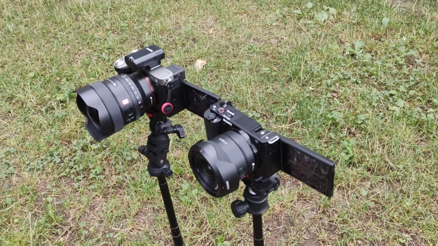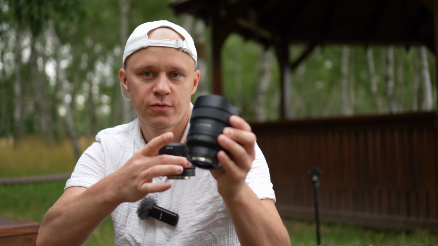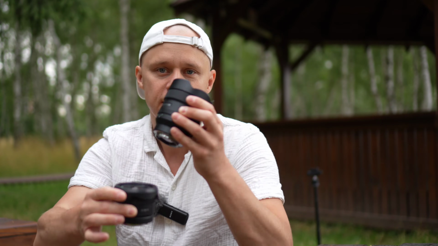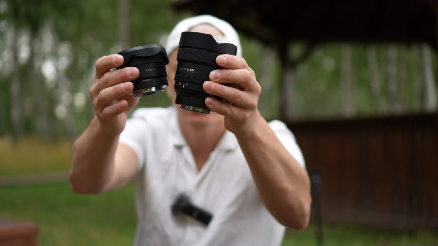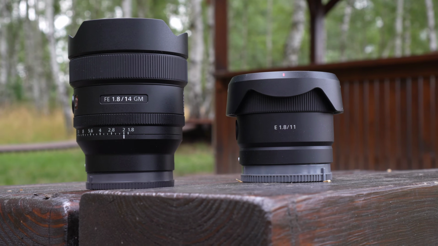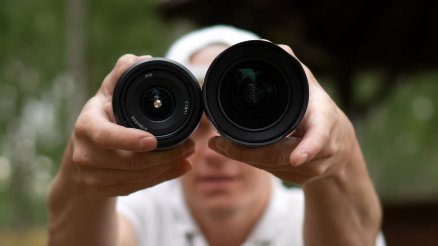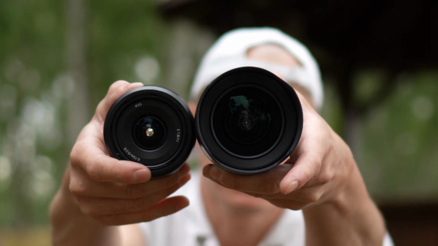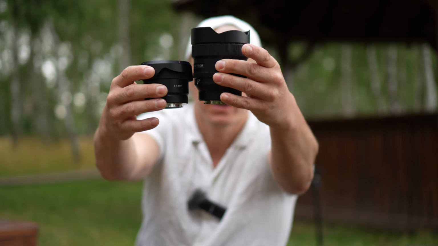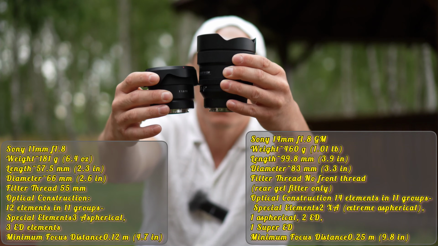So the first one is a full frame lens, and I will use it on a full frame Sony a7C II, and the second one is an APS-C lens, and I'm going to use it on a Sony ZV-E10. From the very first sight you can see clearly the size difference, and also, as you can think, the Sony 14mm f1.8 will be much heavier, but I will write the specs in a corner on the screen, so I will not talk too much about this.